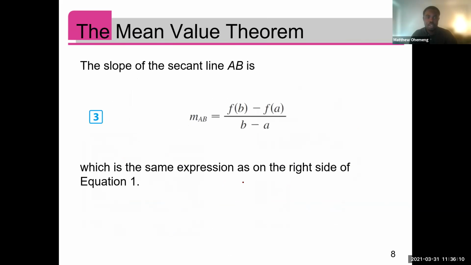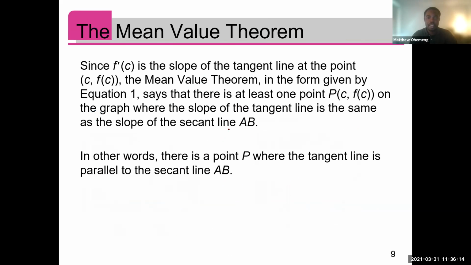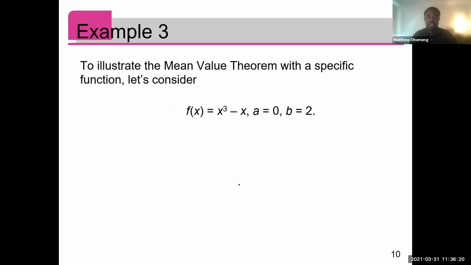Okay, so now let's see how this works. This is just talking about what I just said: secant line AB, and there's a point where the tangent line is parallel to the secant line, so they have the same slope. Let's see how an example goes. These ones are usually very straightforward and simple, so no need to stress about mean value theorem questions.